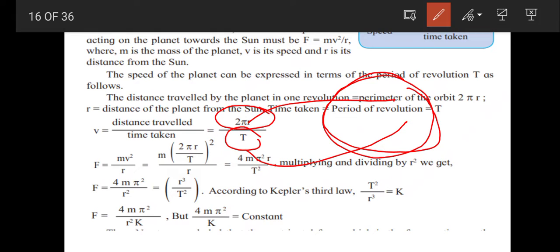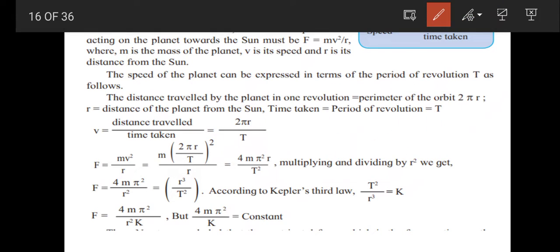Now further part is that F is equal to mv square upon r. Now you have to place the value of v in the formula. v square means you have to square 2 pi r upon t. So 2 pi r divided by t, whose square will be 4 pi square r square divided by t square. You may see that here it is divided by r. After that, multiply and divide by r square. Here is the divide and here is the multiply.